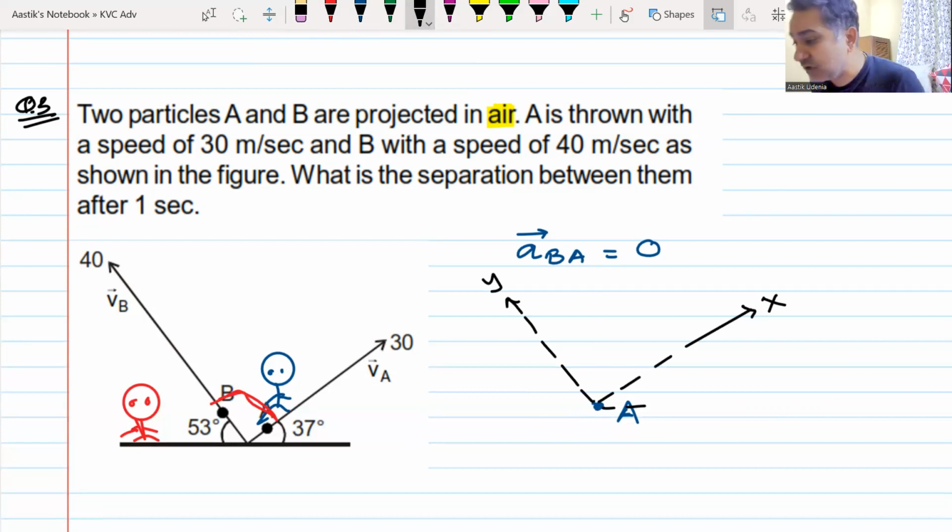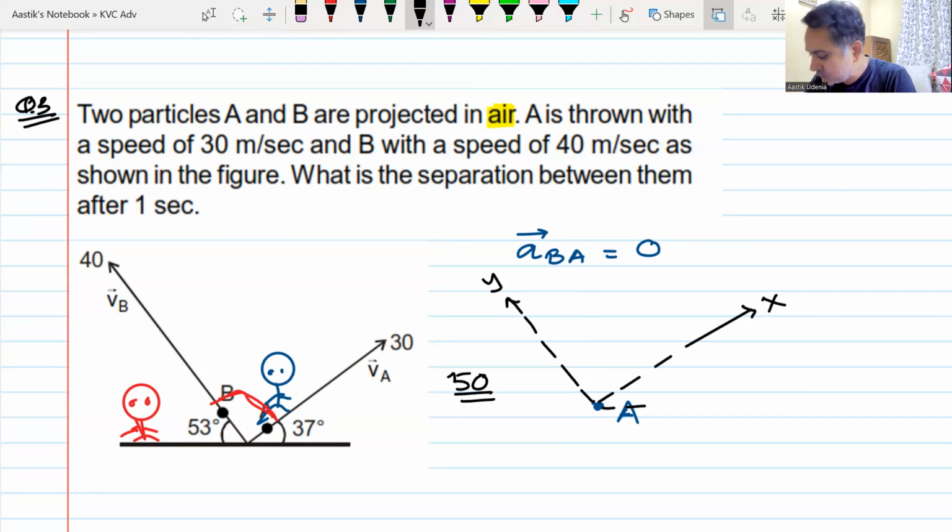Now, what will be the velocity of B with respect to A? That will be the velocity of B, 40J minus 30I. Do we understand this? Yes, sir. 40J minus 30I is the velocity. Both are perpendicular, so the magnitude of the velocity becomes 50. Yes or no?